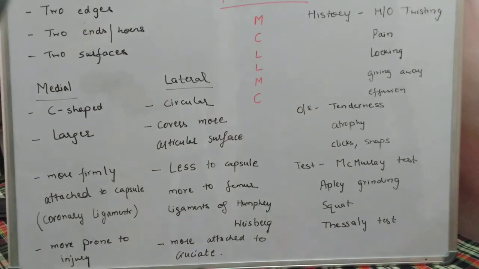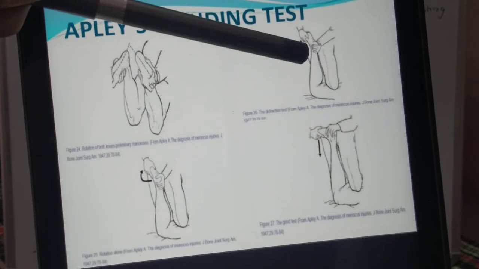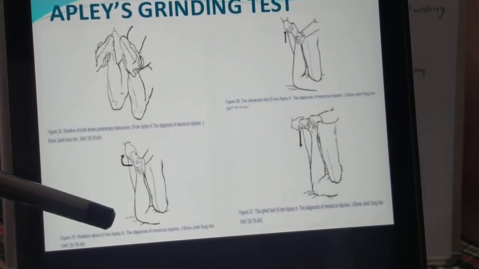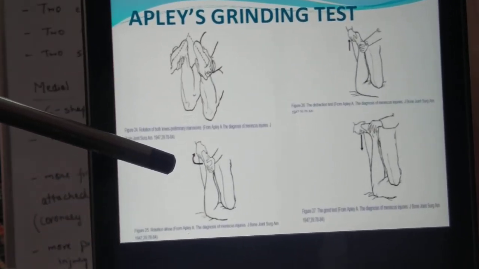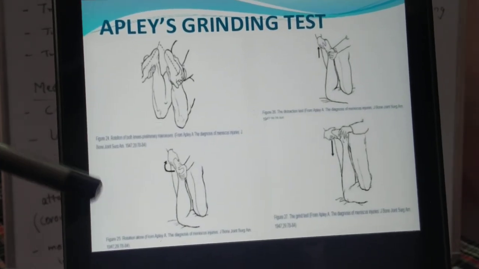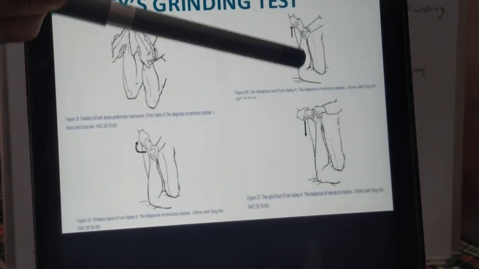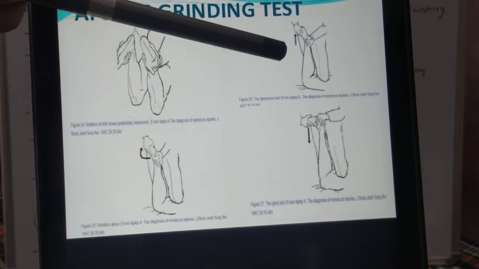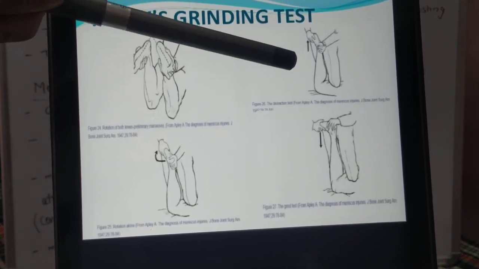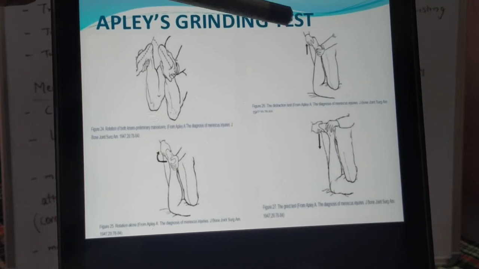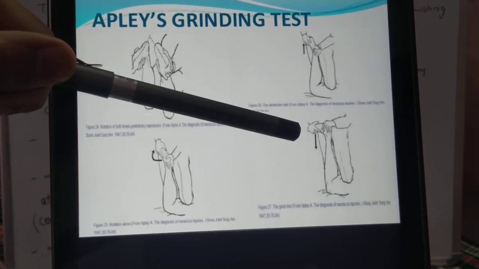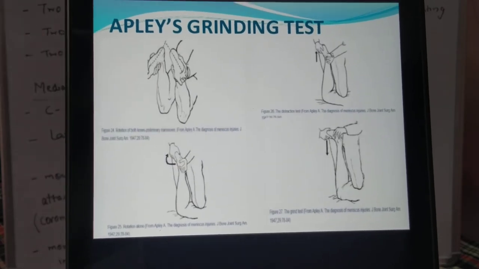Now, another test which is not that commonly used is the Apley grinding test. In prone position, we flex the knee joint and we provide a downward force and at the same time we rotate the knee joint. This elicits pain and it is a very painful test, not that commonly used nowadays. So in prone position with the knee at 90 degrees, we open up the knee joint by a cranial pull, then we rotate it and then a downward push is given.